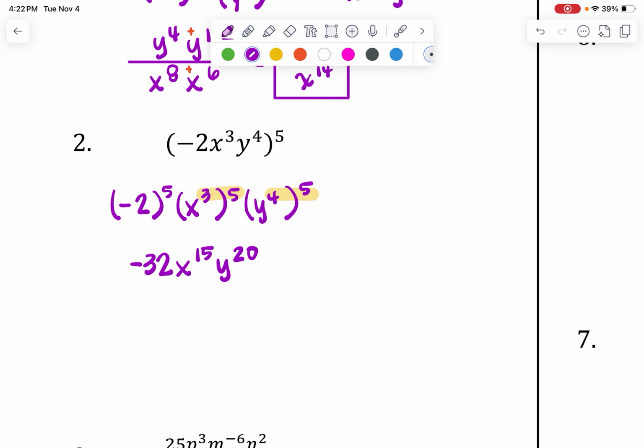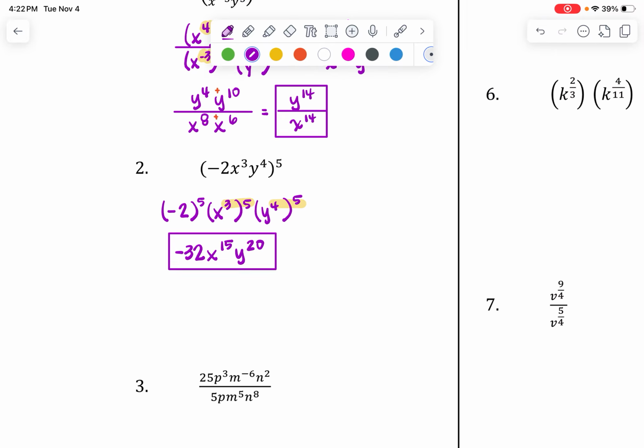And there's absolutely nothing that I need to do with this answer because there's no x's and y's to merge together, or like bases, I mean. And everybody's got a positive exponent. So, yeah, that's just our final answer after that one step.